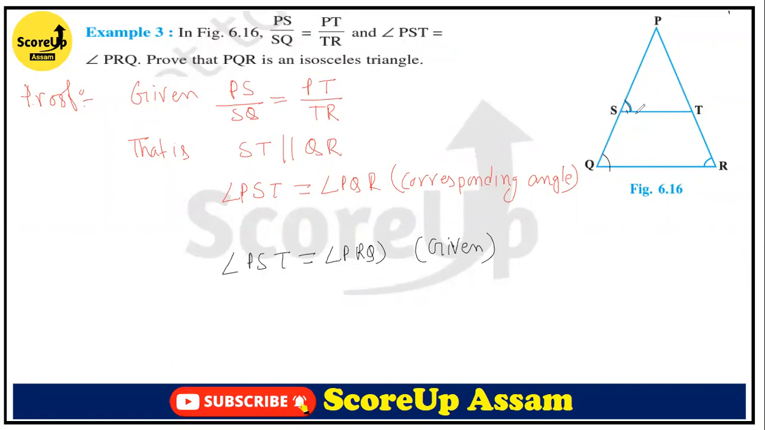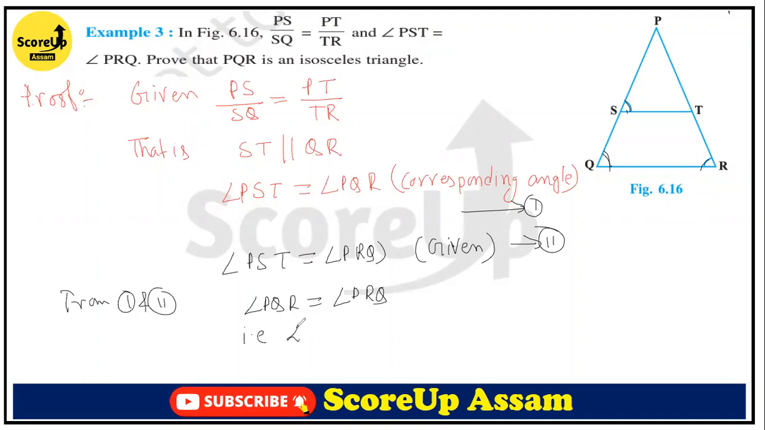Also it is given that angle PST is equal to angle PRQ, which is given in the question. So PST is equal to PQR, and PST is equal to PRQ, which is given, right? So suppose this is equation 1, this is equation 2. From 1 and 2, we can say that angle PQR equals angle PRQ. That means triangle PQR is an isosceles triangle. Is it clear? Okay, I hope it is clear. Now we shall move to our next topic.